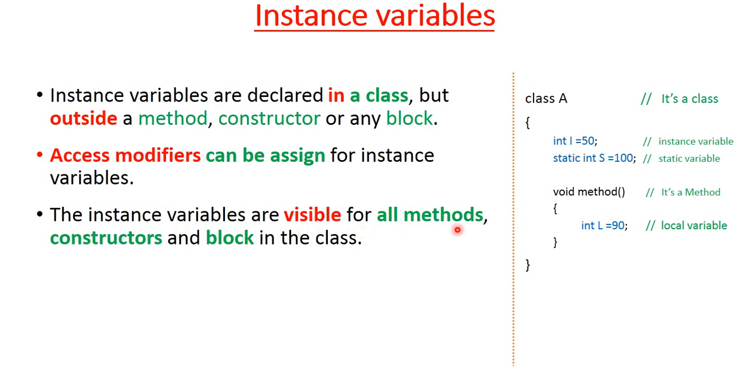Instance variables are visible for all methods, constructors, and blocks in the class. So suppose you have 2 or 3 methods inside the class, all the methods can have access to the instance variable that is declared inside the class. For example, the same example that we followed in the last slide: class A and int i equal to 50. This is an instance variable, so it is also accessible from this method, because whenever there is a method inside the class and an instance variable declared within the class, the instance variable is accessible from the method. If there is another method, that method can also access the instance variable.